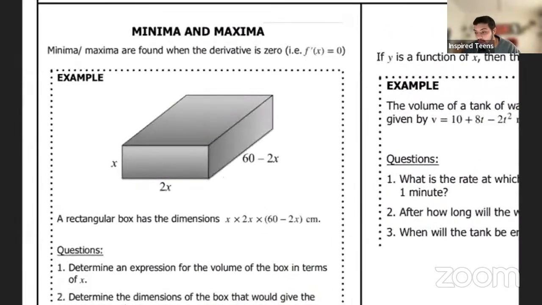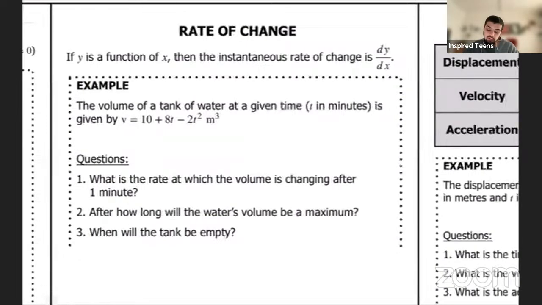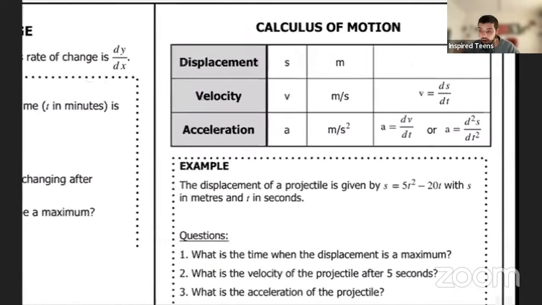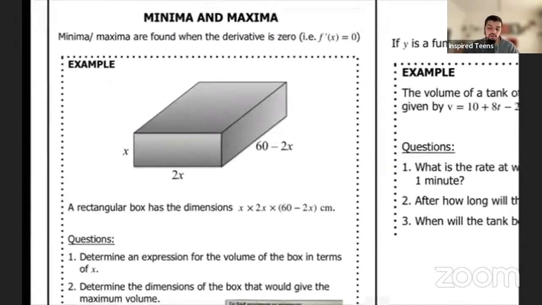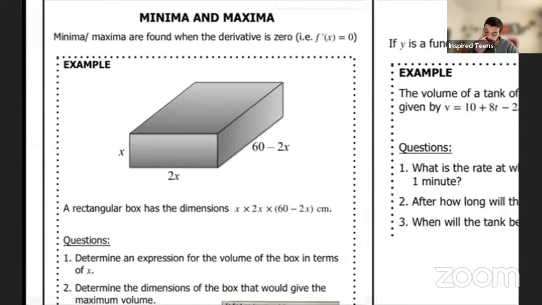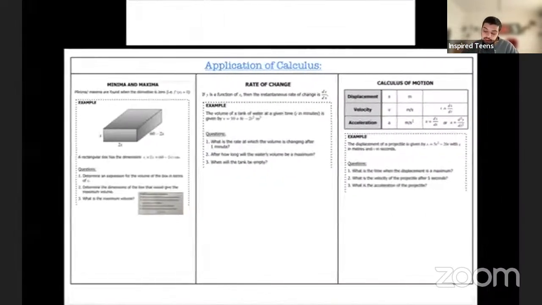Okay, so application of calculus, right? The first thing we're going to do is we're going to go through minimum and maximum, rate of change, as well as calculus of motion, right? So these are all three different types of examples that you can get as a question. Okay, so we're going to do the basic examples.